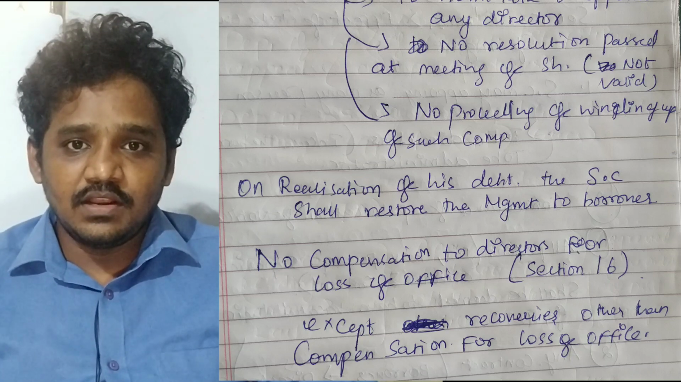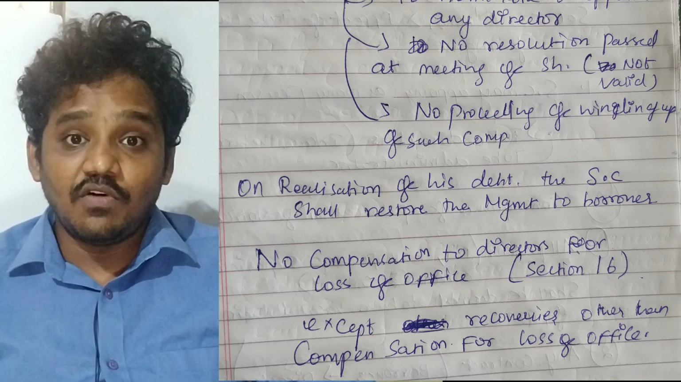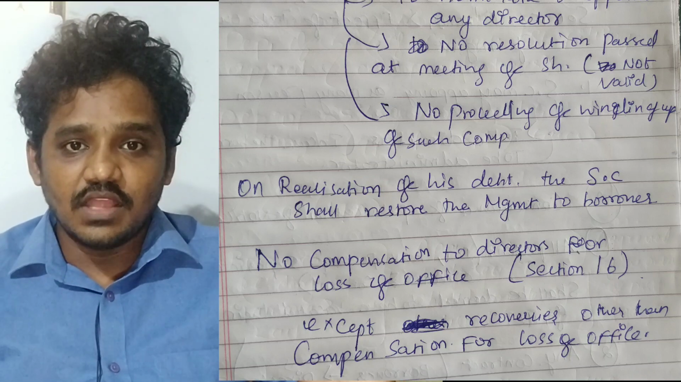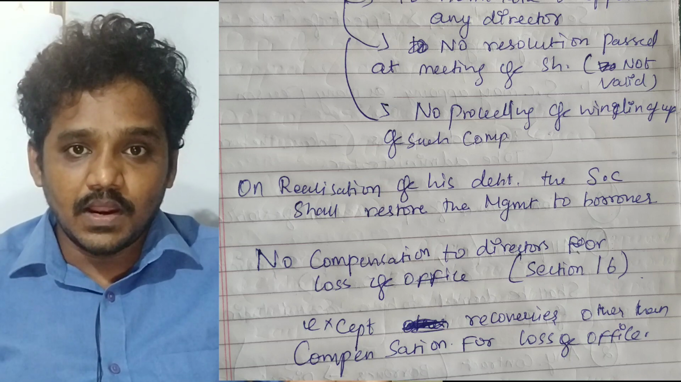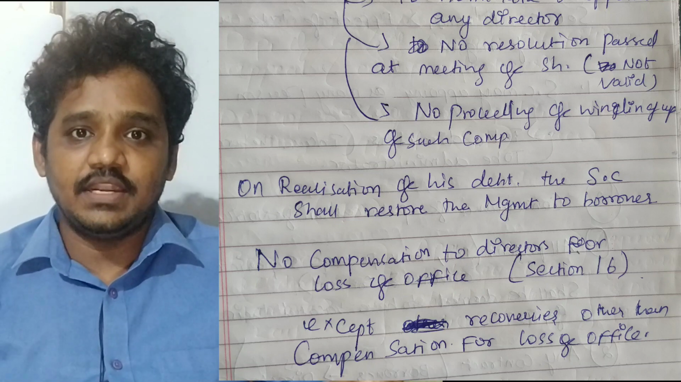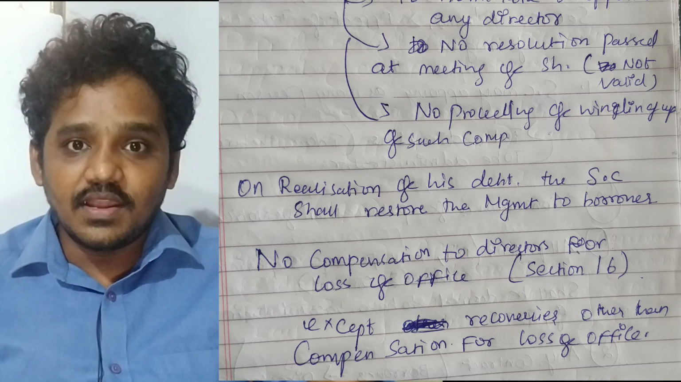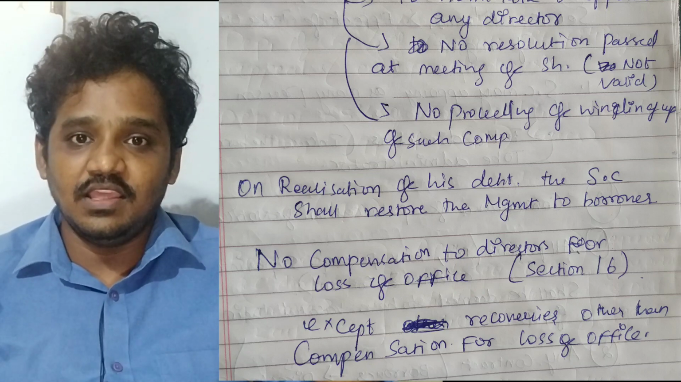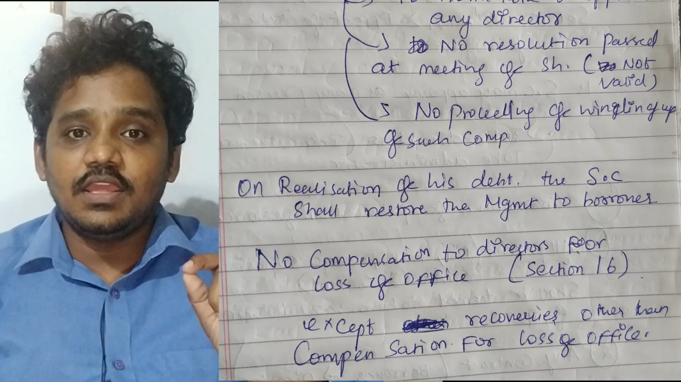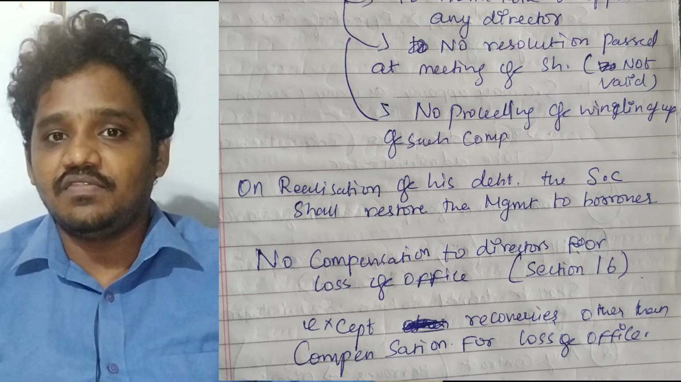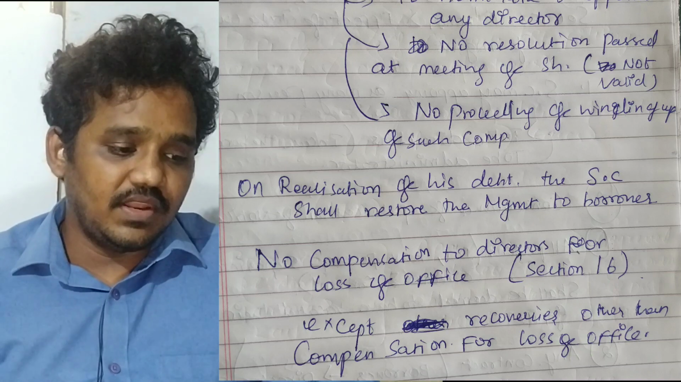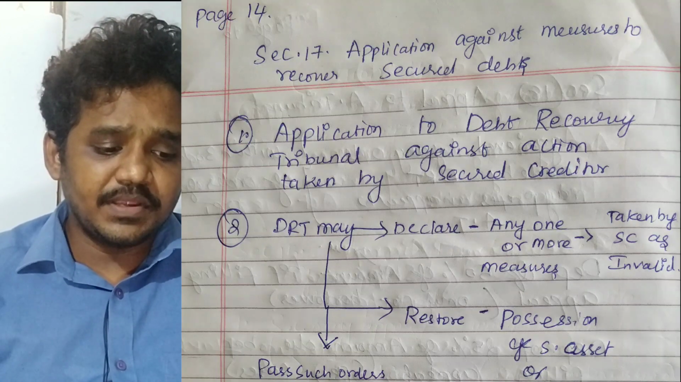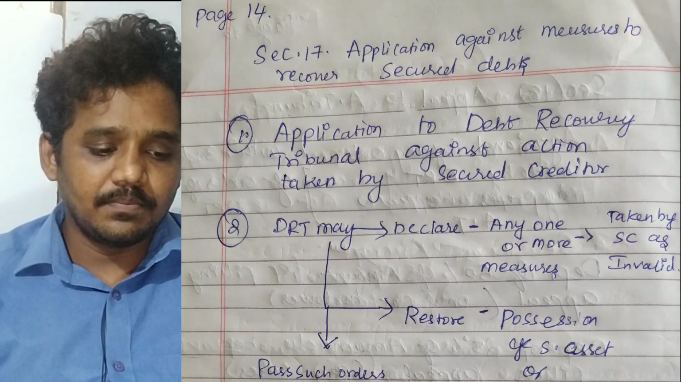So we have to be very clear with the words compensation for loss of office. Only for loss of office, there shouldn't be any compensation. But if those directors are entitled to some salary, they are entitled to their salary. They will be entitled to some remuneration, but they are not entitled to any compensation towards loss of office. Okay, so that is very, very important. And then section 17, application against measures to recover secured debts.